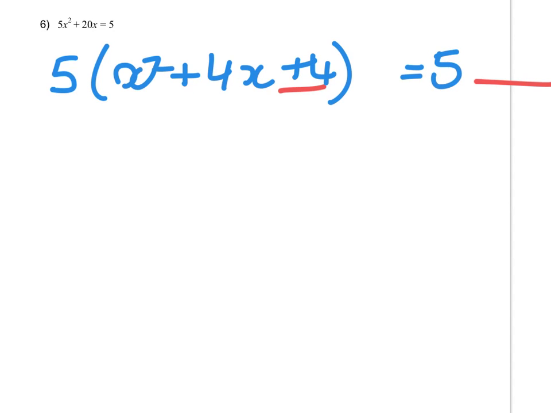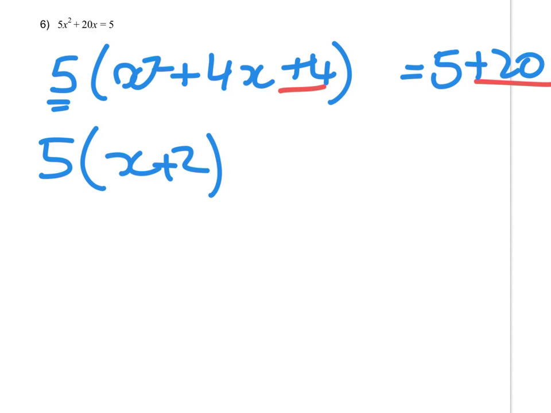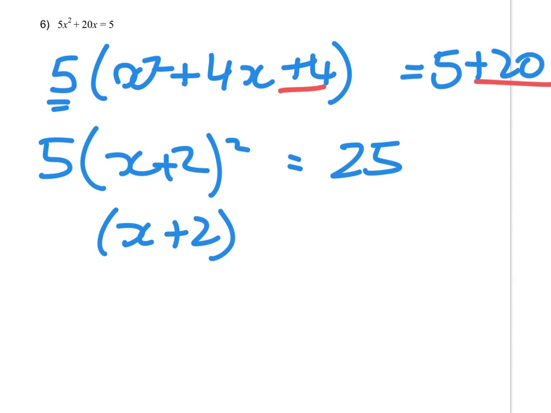Now what do I add on the other side? I don't just add 4, because remember this 5 outside means it's being multiplied by 5, so I have to add 20. Okay? So now what I have is 5 times x plus 2 squared equals 25. So that means then that x plus 2 squared, divide both sides by 5, is 5. So take the square root of each side.